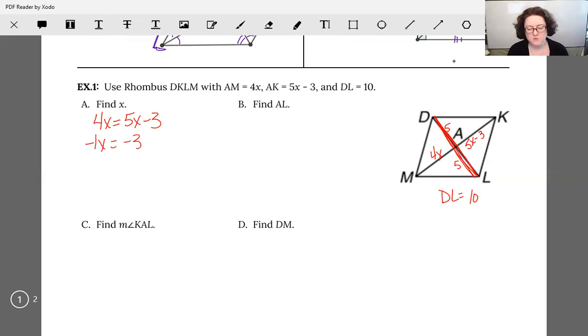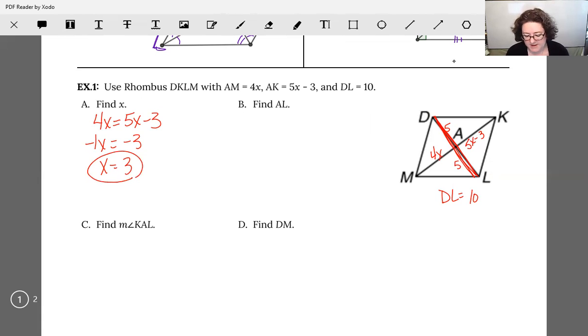But I would still want to get the x completely by itself. So what could I do with that negative 1? Well, negative 1 is multiplying the x, so let's divide both sides by negative 1. And what that does is it lets us find, well, negative 3 divided by negative 1 is positive 3. So we now know our answer for x.